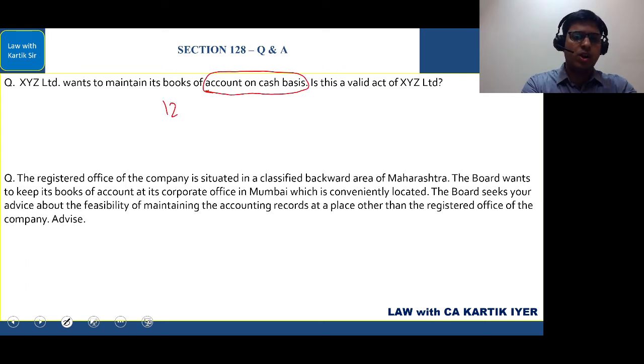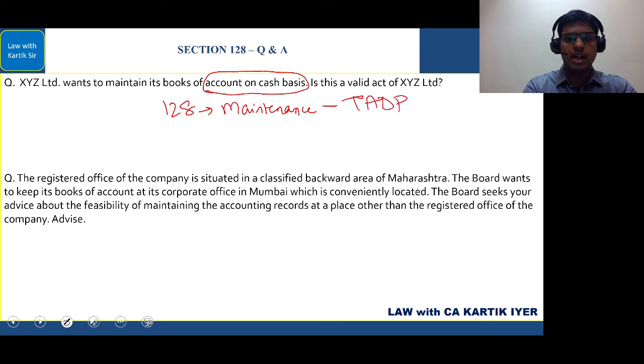Now in section number 128, we saw something in relation to maintenance of books of accounts. In maintenance, we did a code called TADPO. If you remember, TADPO. In this, we had done something called as A. A is accounts should be maintained on which basis? Accrual basis. This is what we had done in the class. So here a simple answer can be that it cannot be maintained on cash basis, it can be maintained only on accrual basis.